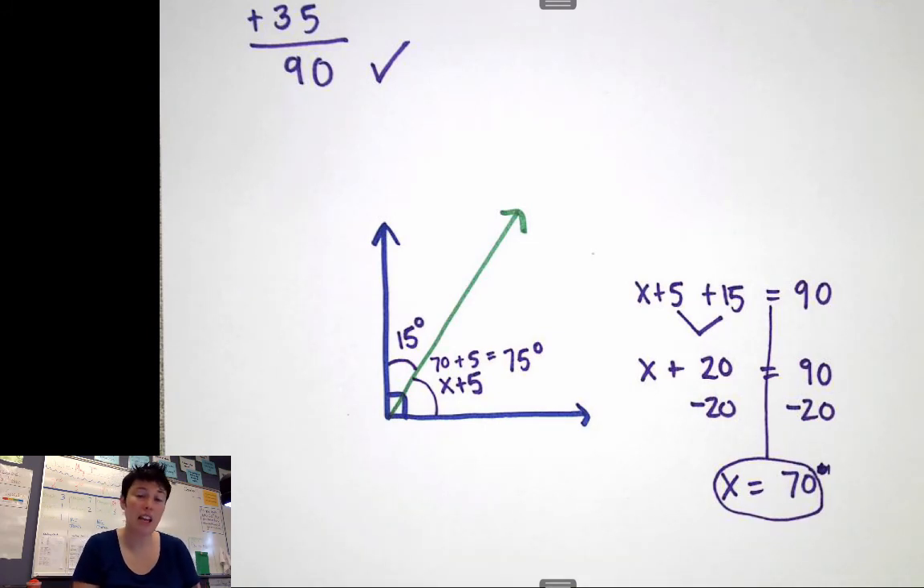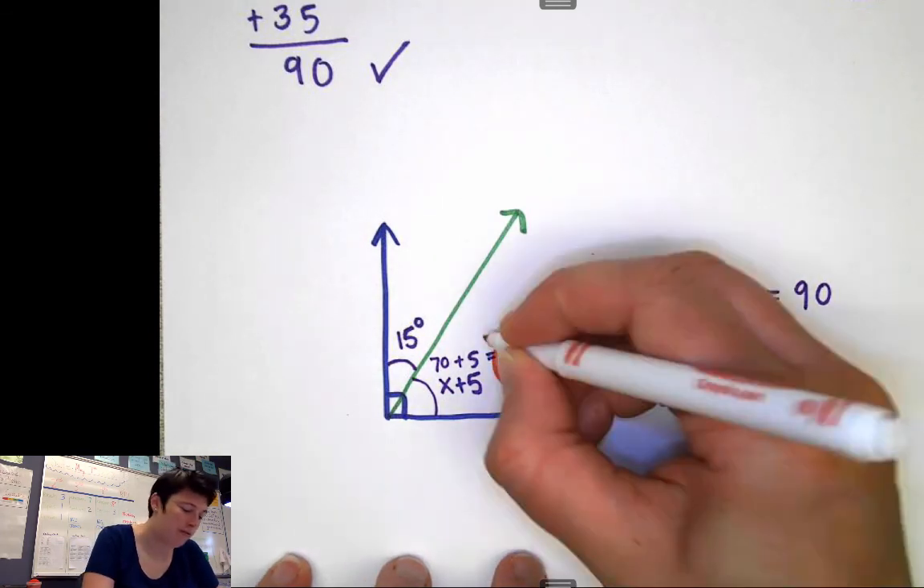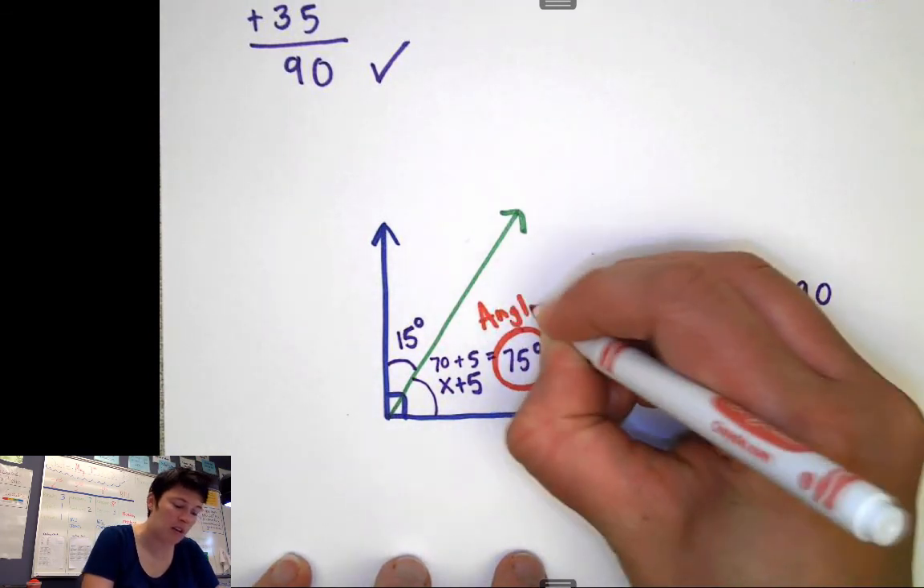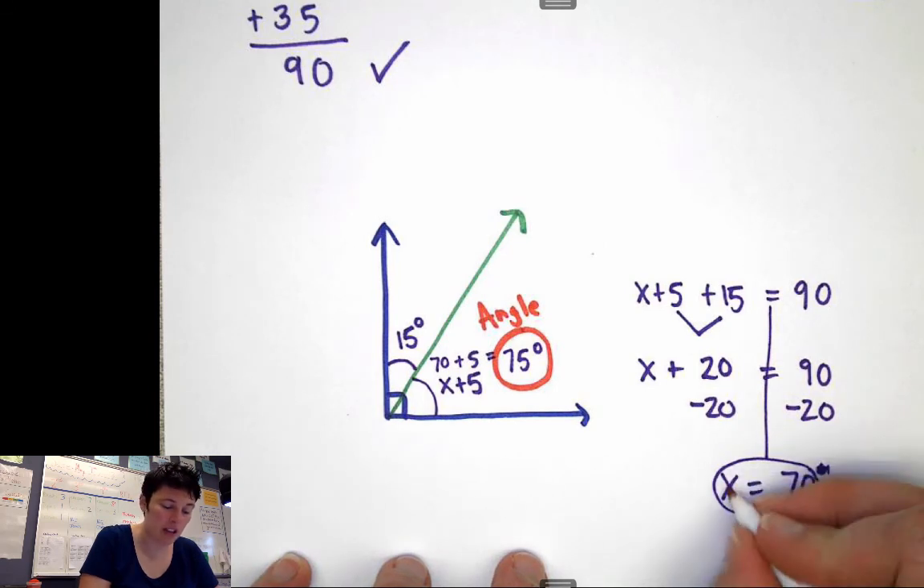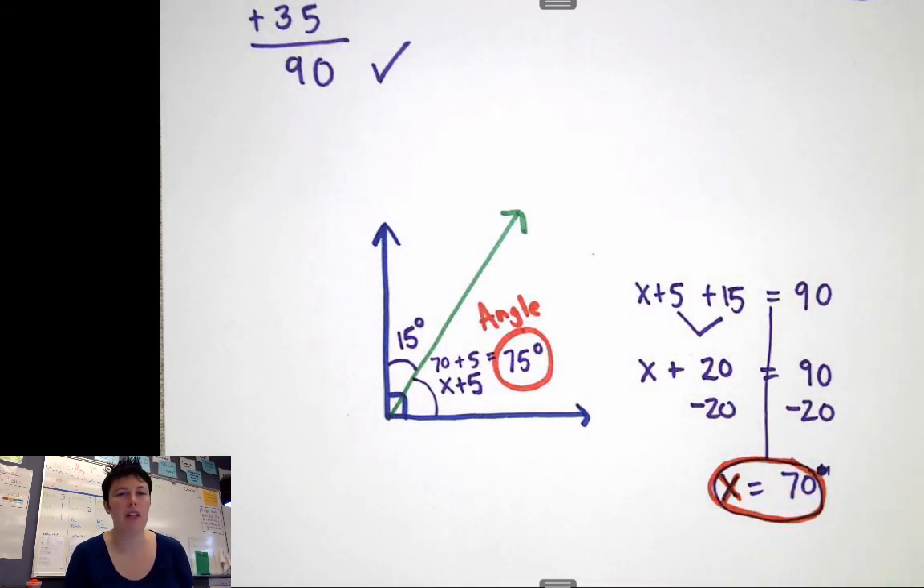Because if they want you to find the angle, this is what I'm circling as my answer. That's the angle. That's the final angle. But this is the variable. This is the x. And if they say solve for x, then this is what I'm circling. So I do need to read directions very carefully on these problems. Solving for x versus solving for the angle, kind of two different things. So kind of pay attention to that when you're reading your questions.